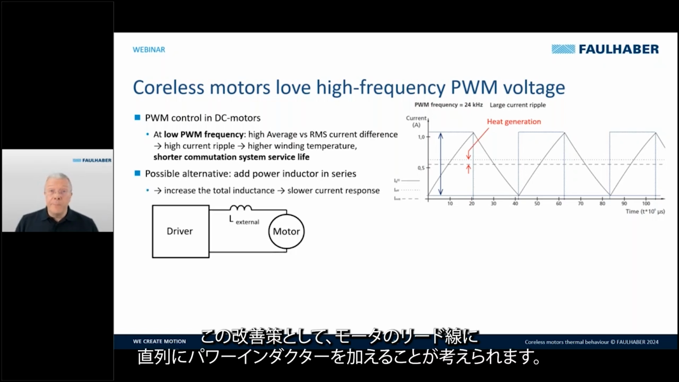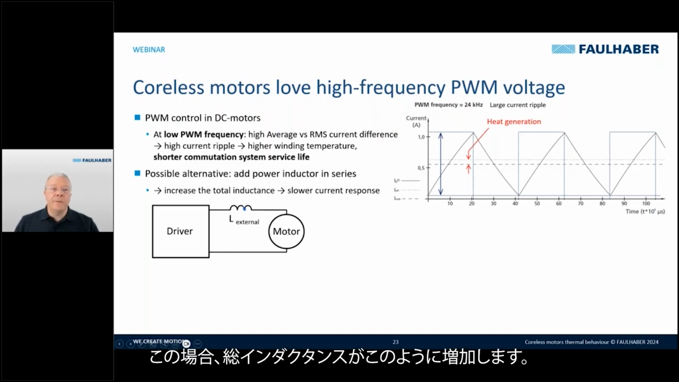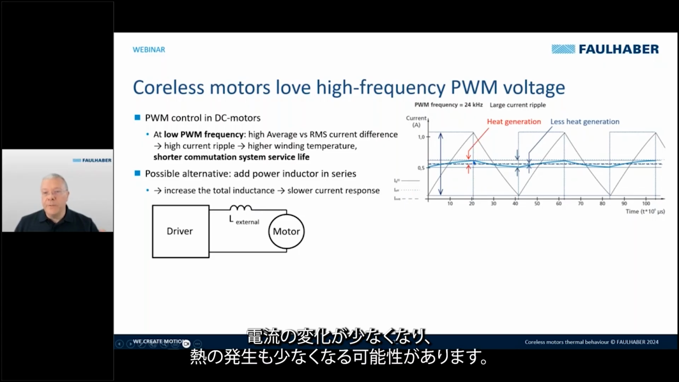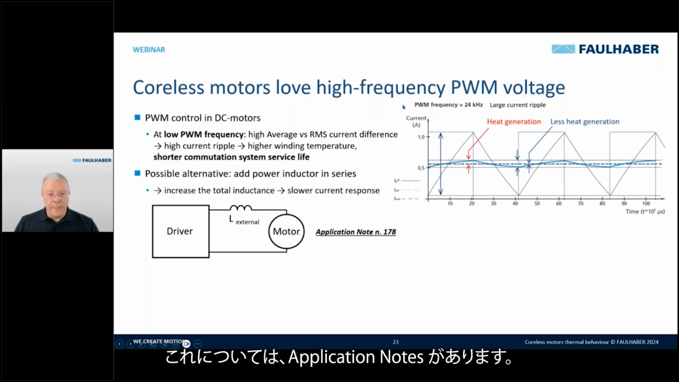A possible improvement is to add power inductance in series with the motor leads, like in this case here. In this case, we have an increase of the total inductance. Like this, you can see that with more inductance we have less current variation and less heat generation, but at the same time we also have a slower current response, so less dynamics in the motor. For this, we have an application note.